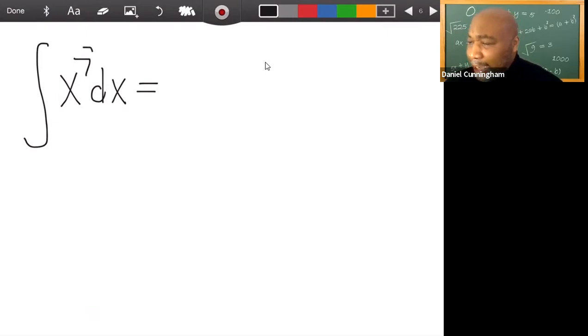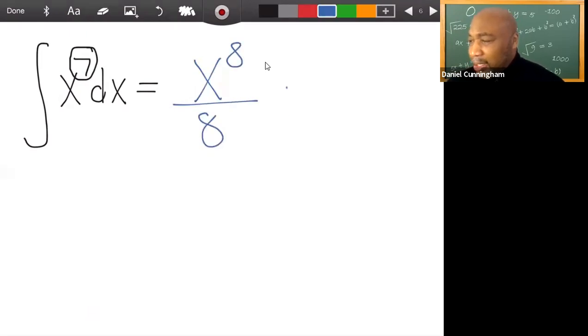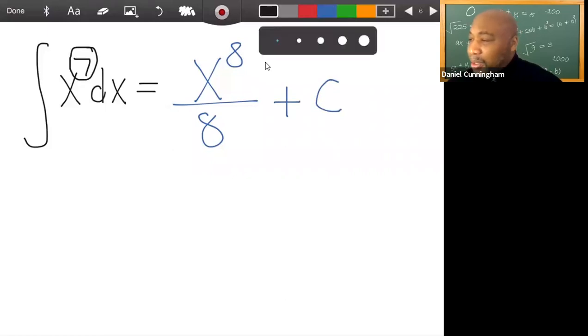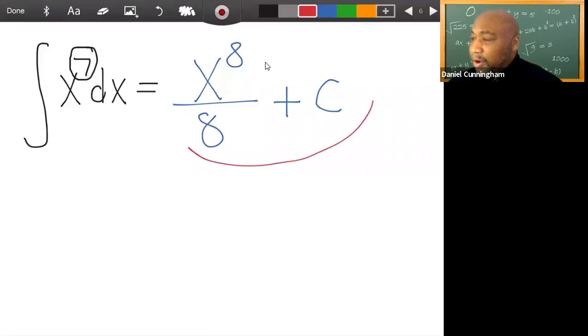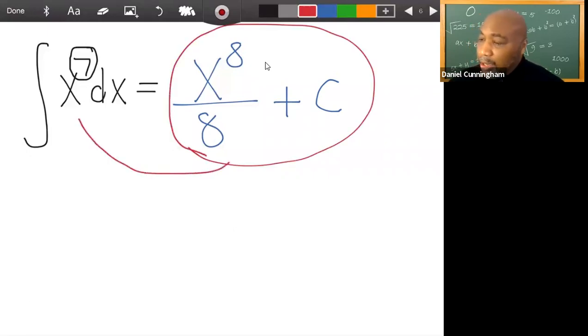Since n in our case is 7, we end up with this answer, x to the 8th divided by 8 plus c. We got to have that plus c. Now, if you take the derivative of this answer, because that's my answer, because I circled it, that's going to give me just x to the 7th. And that's how you find the integral using the power rule.